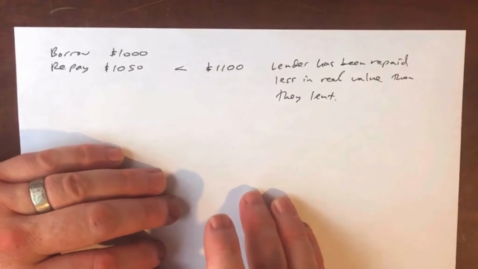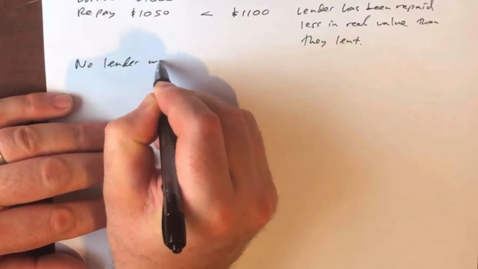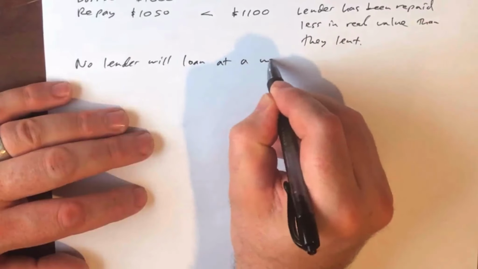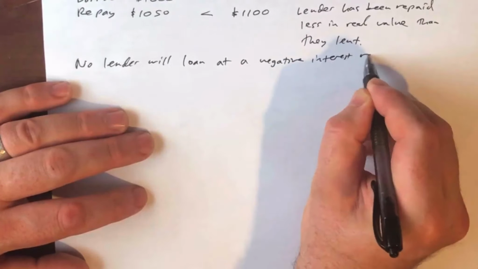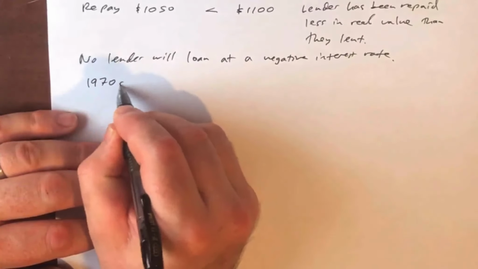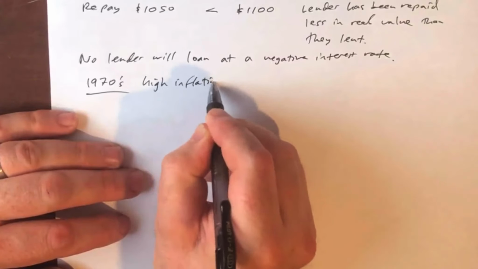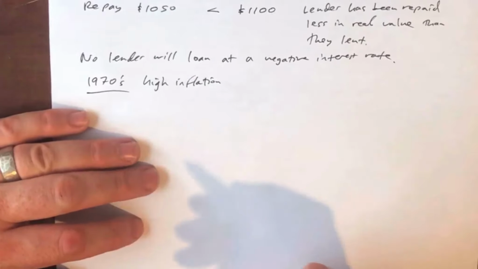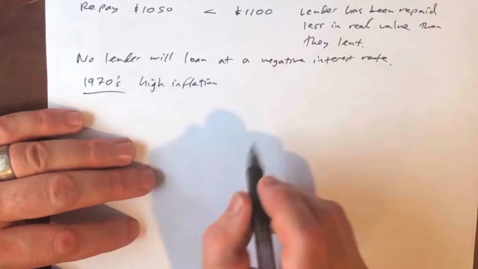Now I know what you're thinking: cry me a river, lenders, you guys have money. But the problem is that no lender will loan at a negative interest rate. They're never going to loan at a negative interest rate. As we get into the 1970s, this is a period of high inflation, and lenders are having a real problem because the interest rates are much higher than what they thought they were going to be.